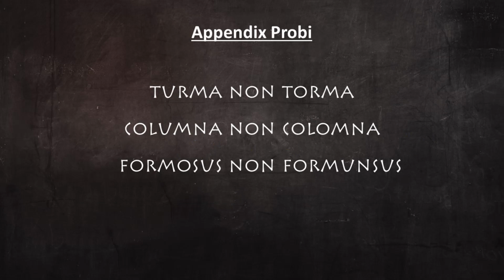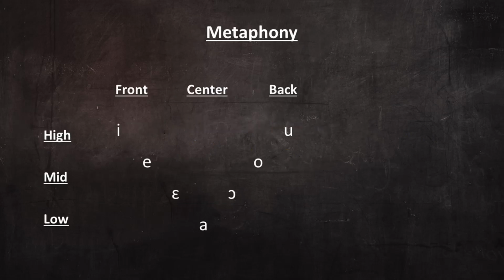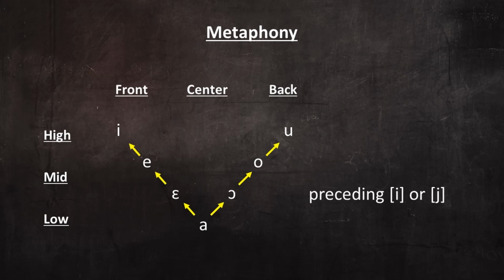Metaphany. During the Vulgar Latin phase, stressed vowels underwent metaphany, also known as vowel harmony, a phonological process wherein the articulation of a vowel is influenced by a following vowel. In the case of Vulgar Latin, this meant raising a vowel a step, or sometimes 2 steps, when it preceded the high vowel I, or glide Y. Obviously, I and U, which were already the highest vowels, were not affected by this process.